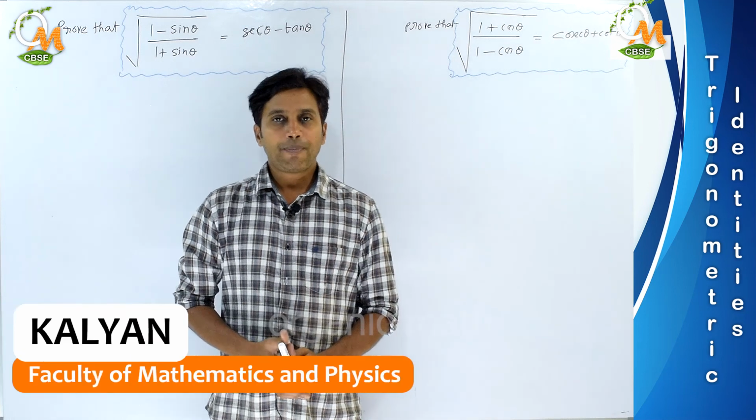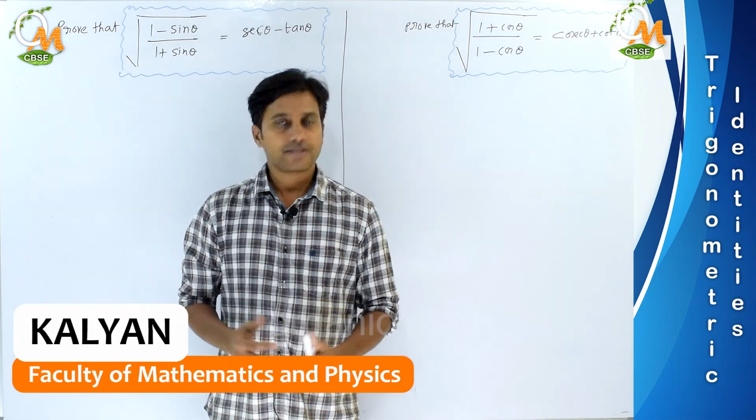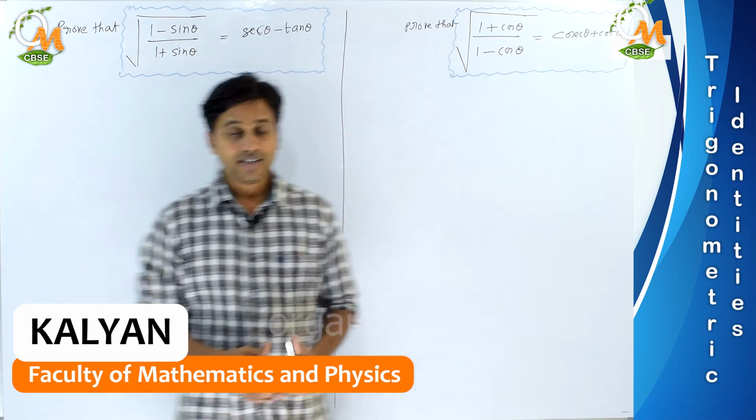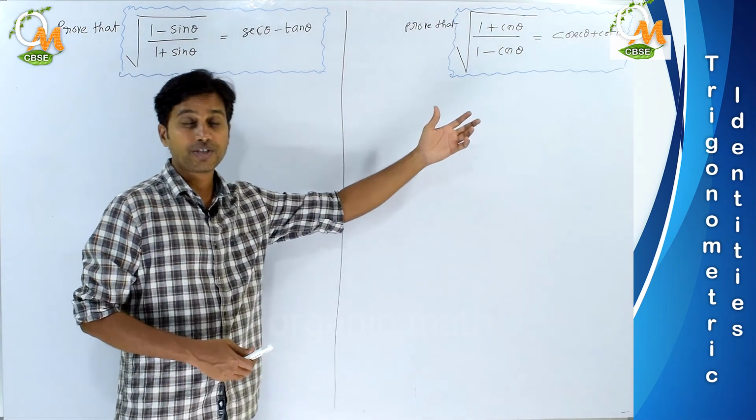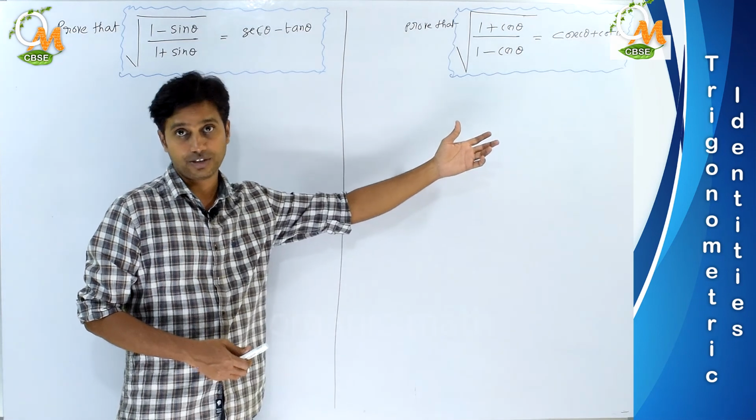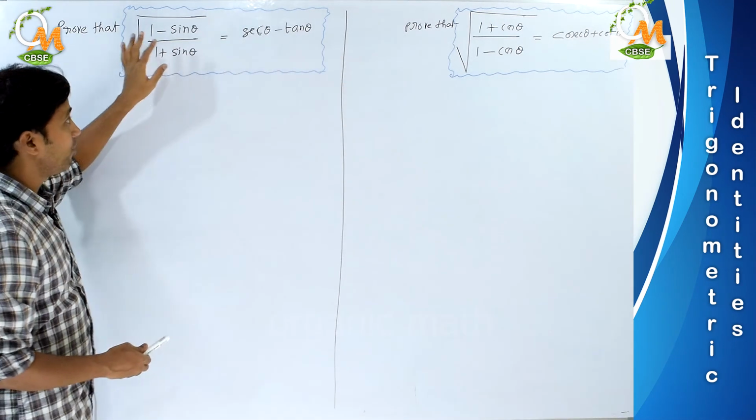So let us do one more application of trigonometric identities. Let us see what the problems are. Here you can observe on the board two similar kind of problems, which were repeatedly given in so many examinations. So let us see how to solve them one by one.